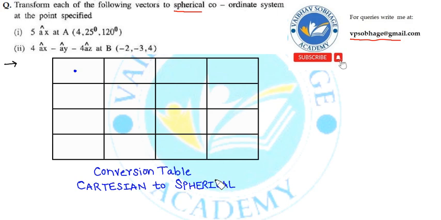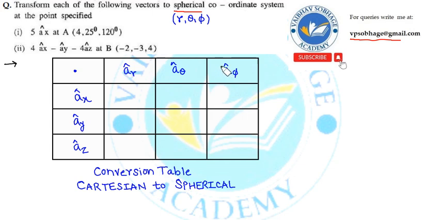Since we are given the vectors in terms of the rectangular or Cartesian system, we have the components ax cap, ay cap, and az cap. Next, we are going to convert it into the spherical coordinate system. For the spherical coordinate system, the coordinates are r, theta, and phi. So the components will be ar cap, a theta cap, and a phi cap. These are the respective components of the spherical coordinate system, that is AR, A theta, and A phi.